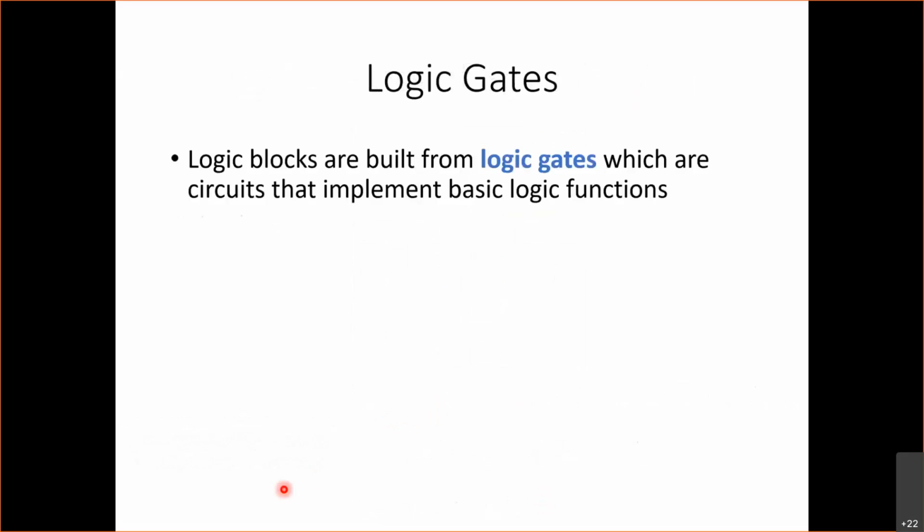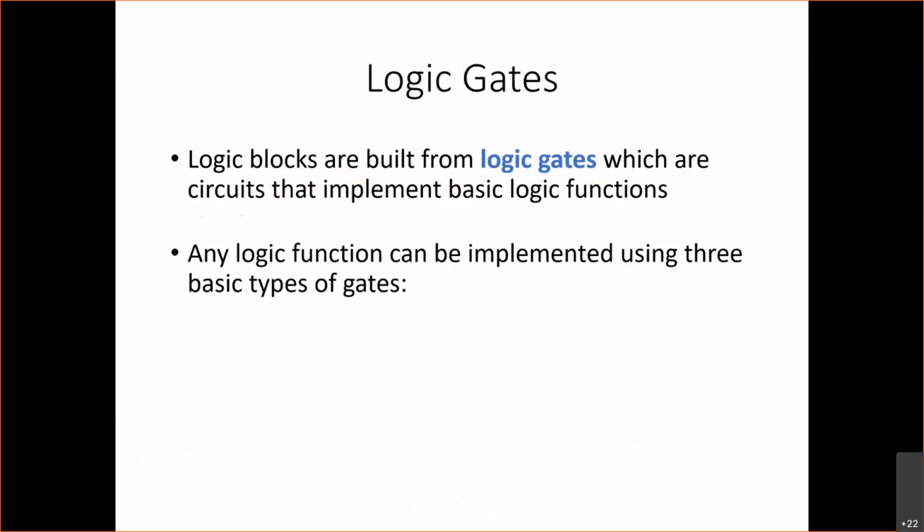Okay, so now let's move on to logic gates. Logic blocks are built from logic gates. We've seen logic gates before. When we implement a logic block in a circuit, we use logic gates for this implementation. Any logic function, any logic circuit, can be implemented using three basic types of gates: the AND gate, the OR gate, and the NOT gate.